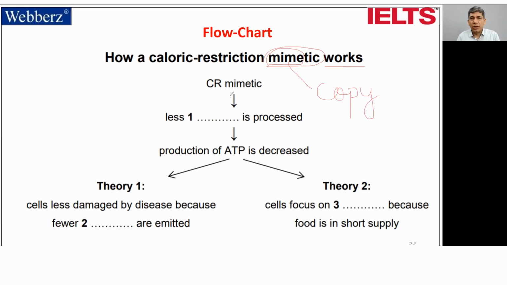Both the ways we can talk about it. And he's talking about caloric restriction. Now, what is the meaning of caloric? This comes from the word calories. Now, what is the meaning of the word calorie? Heat produced, or the energy produced when we eat something.